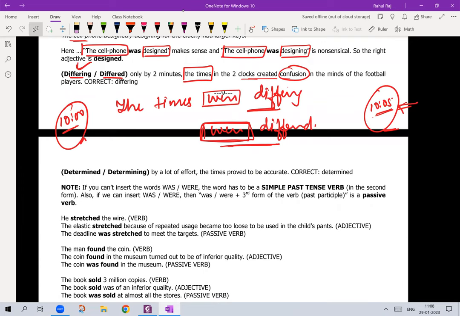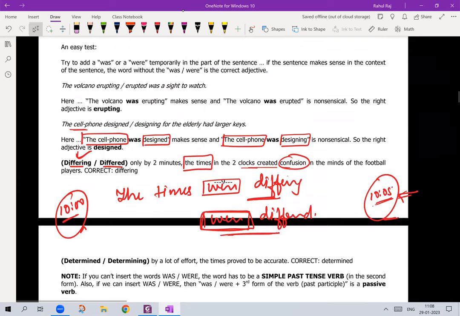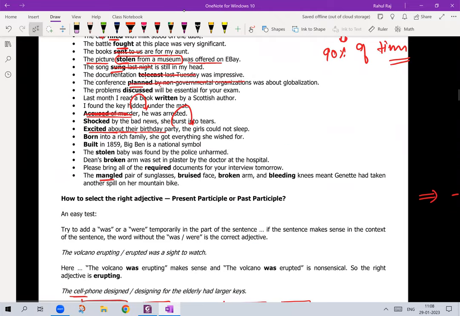Rahul, I had a question. Just in the same sentence that we were talking about, the mangled sunglasses one. In this bruised face, bruised is an adjective for face, broken is an adjective for arm, bleeding is an adjective for knees. But all of these adjectives are pointing to different nouns, right? They might be pointing to different nouns, but see what exactly the entire sentence is: the mangled pair of sunglasses, face, arm, knees. Geneti had taken another spell. So all these, sunglasses, face, arm, knees, meant Geneti had taken. It is going back to Geneti only. These are all the nouns which belong to Geneti only.